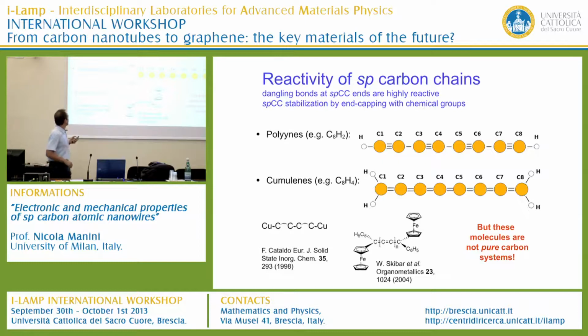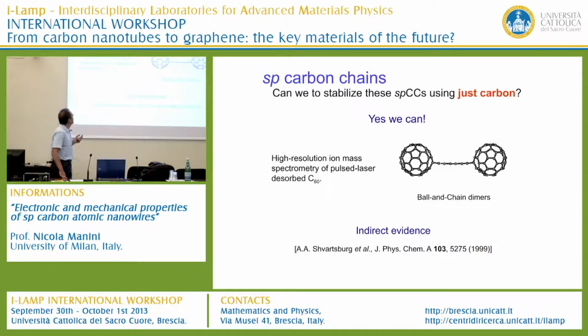Of course, one can end those molecules with all different terminations, like copper, for example, or complicated organic compounds. But the main thing is that these are not pure carbon systems. It's just really complicated compounds. So in the quest for pure sp carbon, this Milani group has been carrying out a long research. In fact, something was already present in the literature. For example, mass spectrometry showed that the dimers of fullerene C60 can be bound by carbon chains. So this would be a carbon-only compound with an sp chain in between.